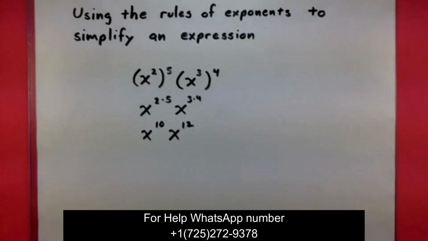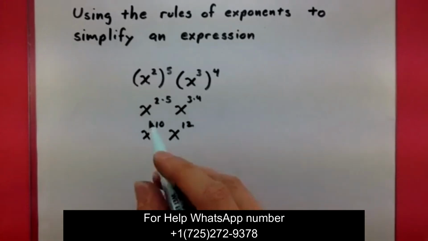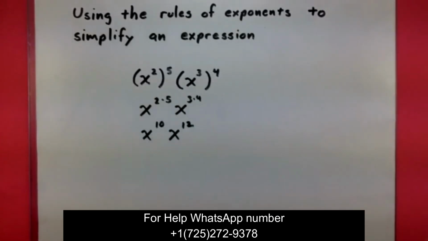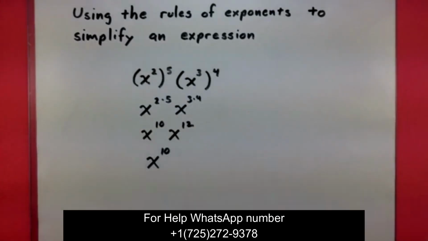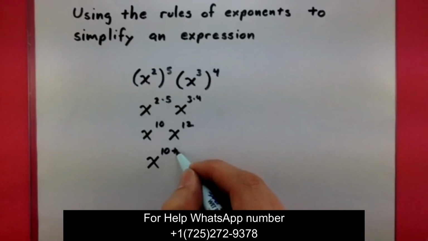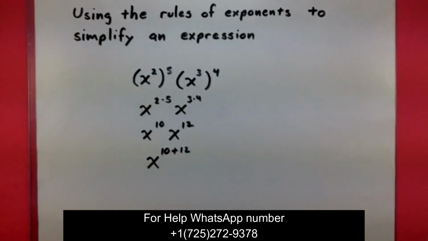Alright, looking good. So now I have x to the 10th multiplied by x to the 12th. The next rule that I'm going to use is known as the product rule. You can use this rule when you have two exponential expressions and they are being multiplied by each other. According to the rule, it says that you can take the exponents and add them together. So we're going to take our x, and that's going to be raised to the power of 10 plus 12.